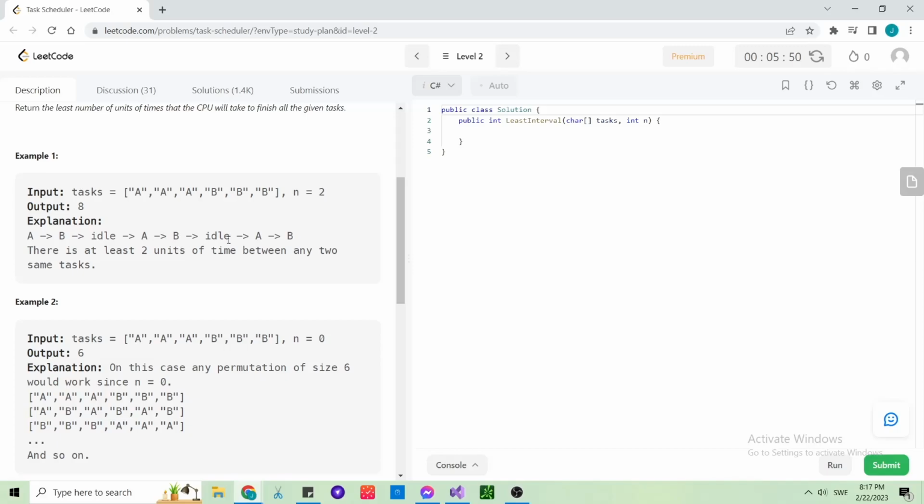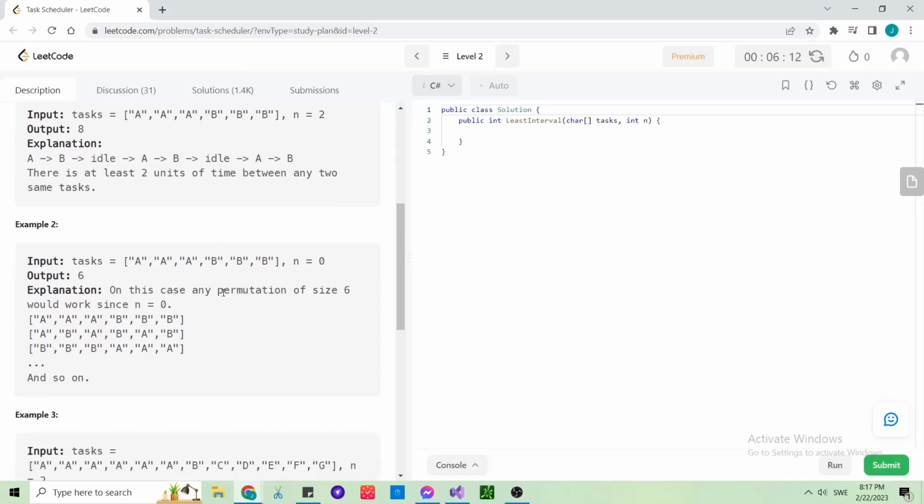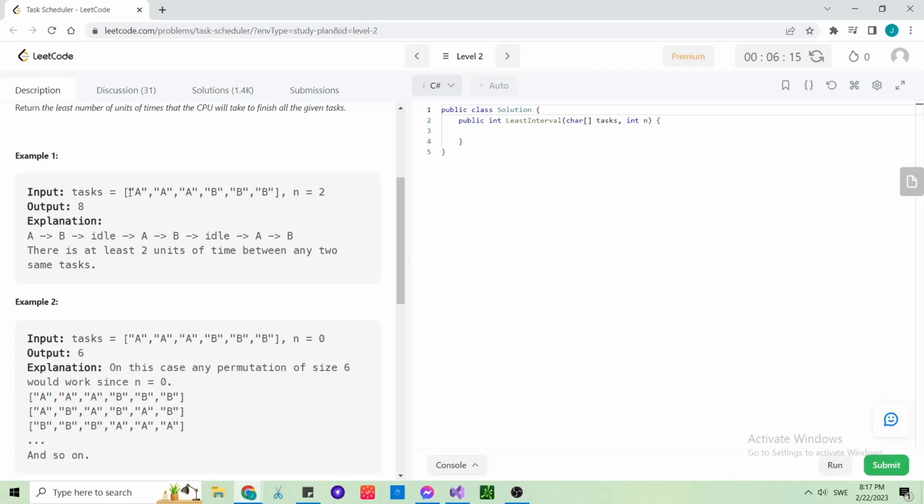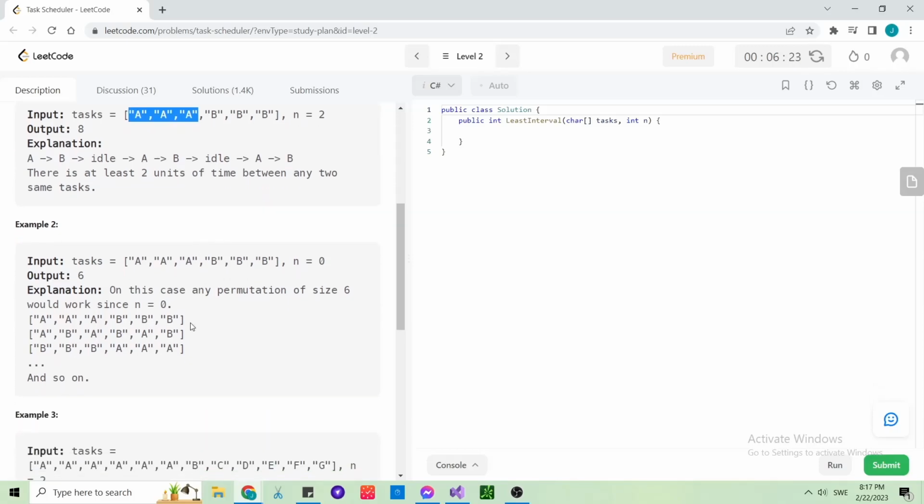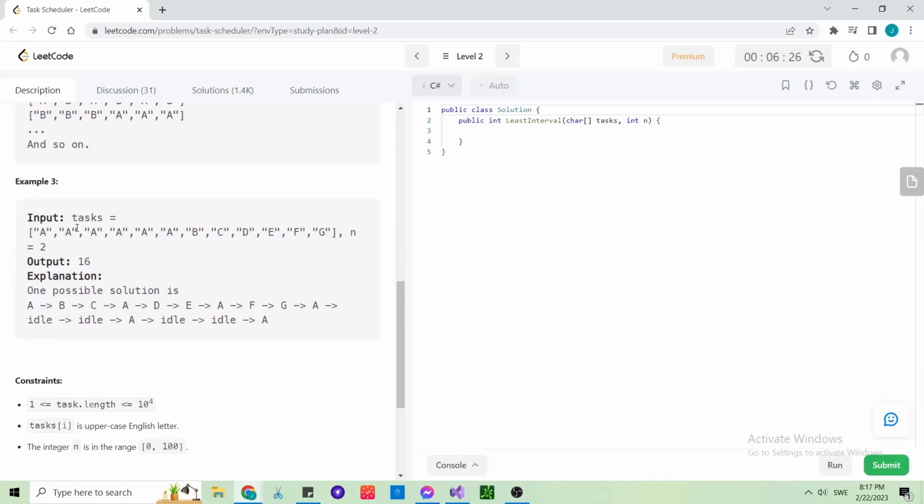So let's think, what if we had 3 A's, 3 B's, and 3 C's? We still need 7 units for A, 7 units for B, and now we also need 7 units for C. And what do we do then? Well, we would need 1 extra unit in the end in comparison to just the A's and B's, because now we're doing ABC, ABC, ABC.